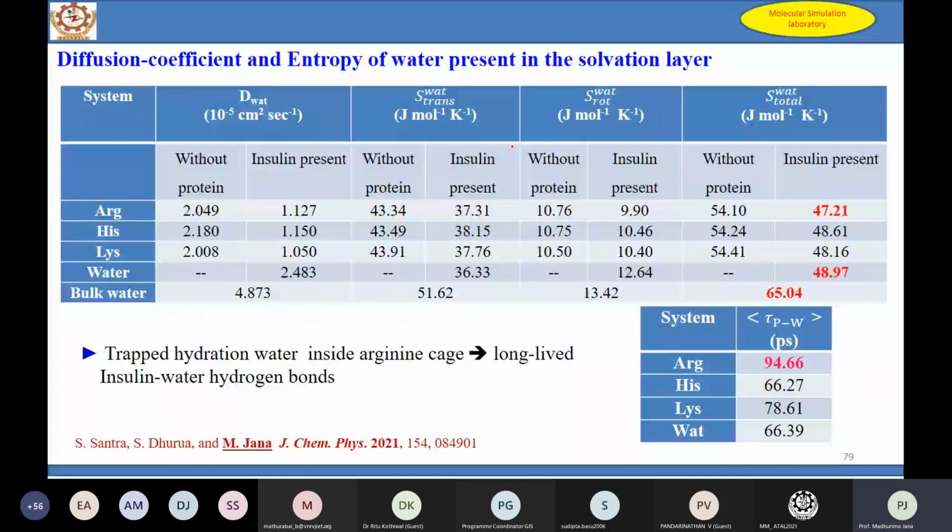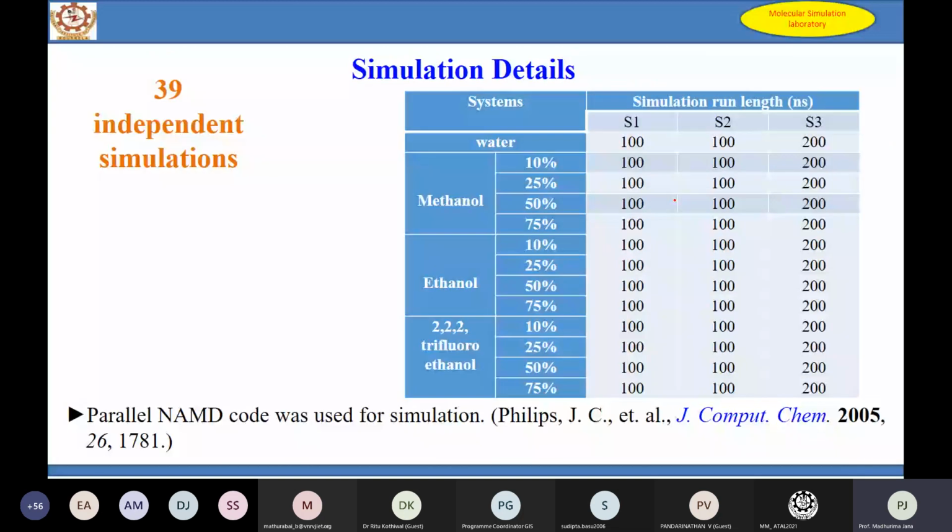Then some results of chymotrypsin inhibitor 2 are also shown here. This is not about the stability. This is basically the unfolding study. Here I have a movie to show you, but I don't have the time.